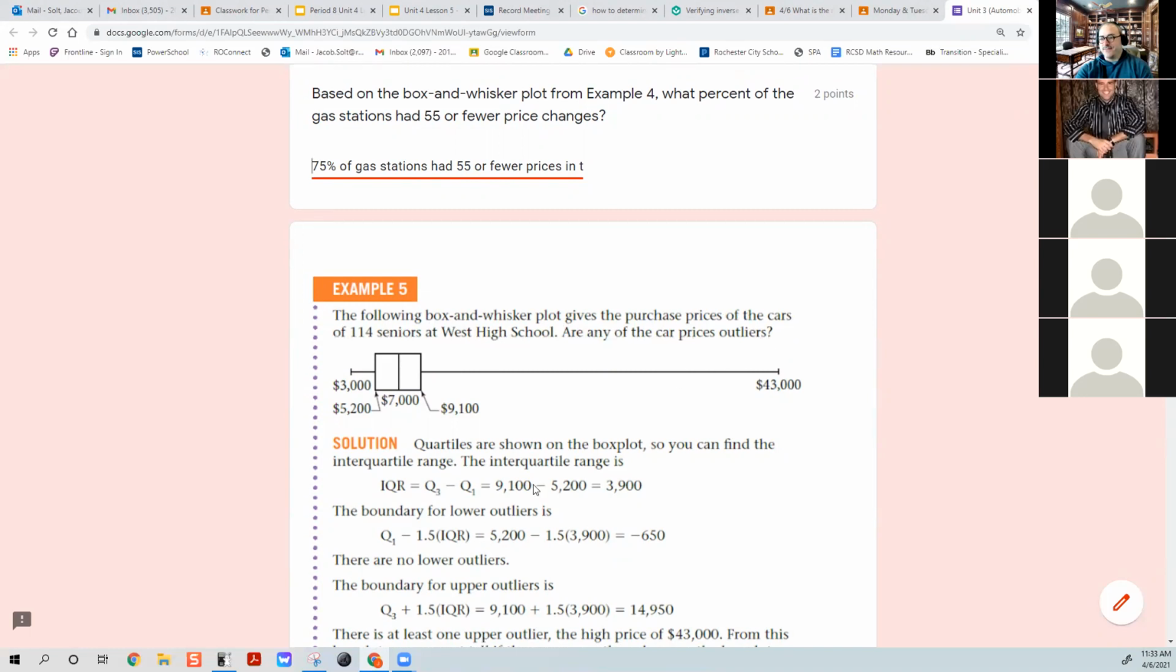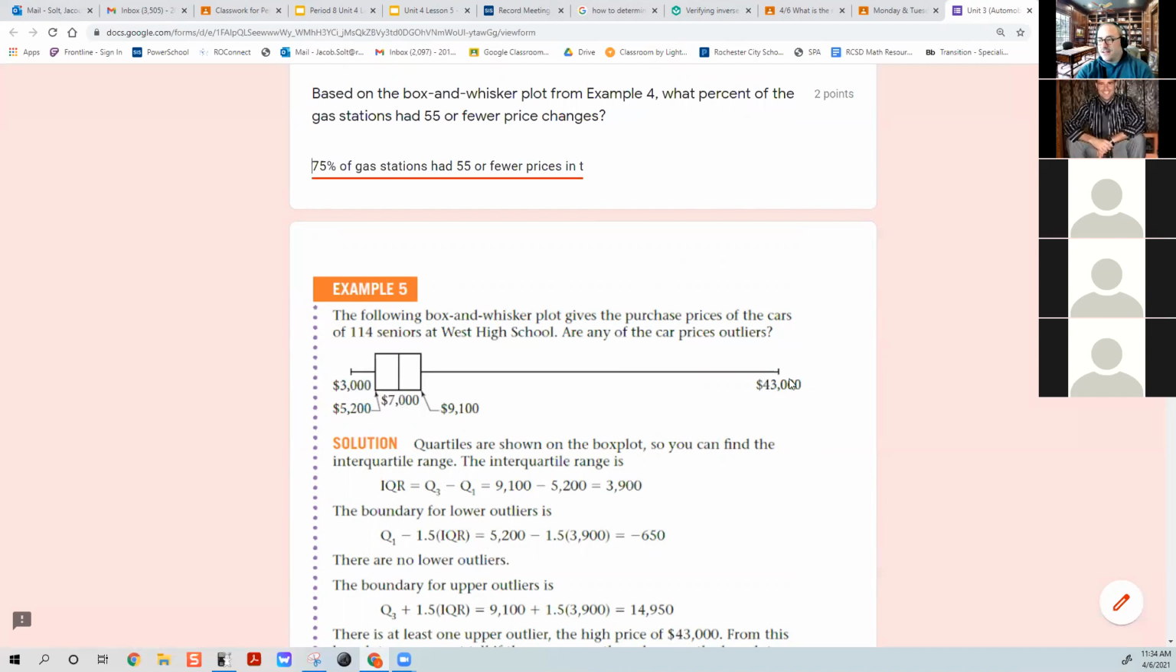All right, so let's take a look. How do we know if there's an outlier anywhere in this data here? So let's just look at this box plot. It's 114 seniors at West High School. The minimum is right here. The minimum is $3,000. So the cheapest car that a senior at West High School had was $3,000. The median car value of the 114 seniors was $7,000. That was the middle number.